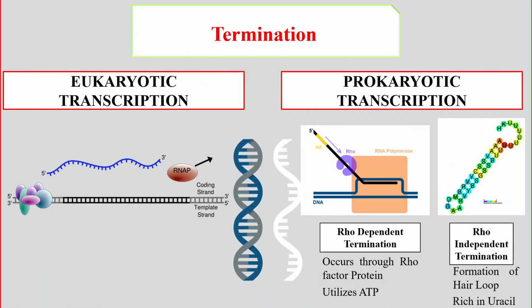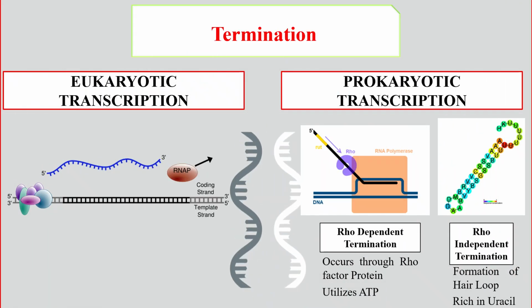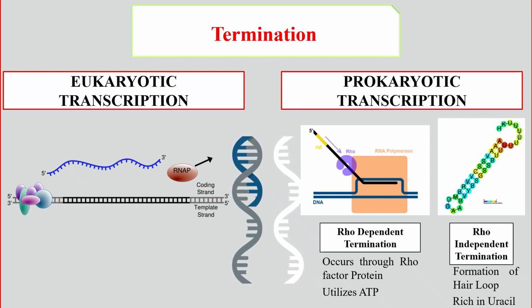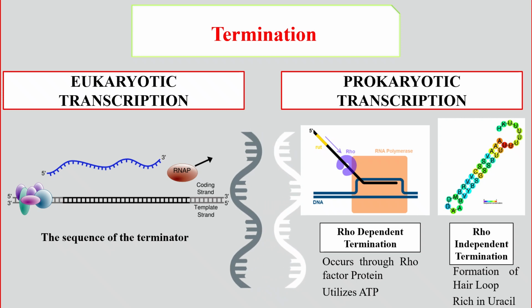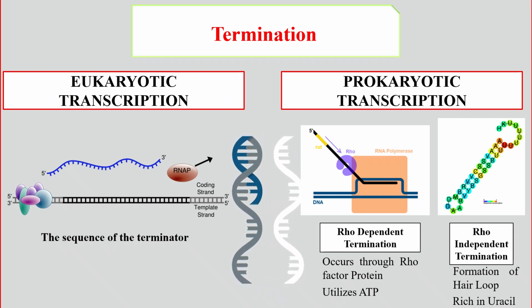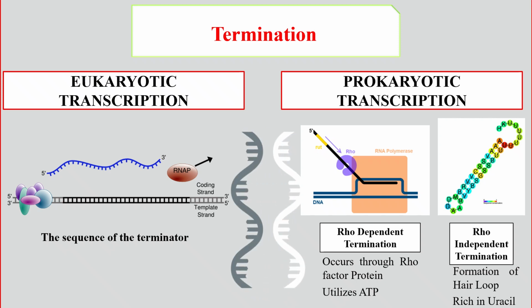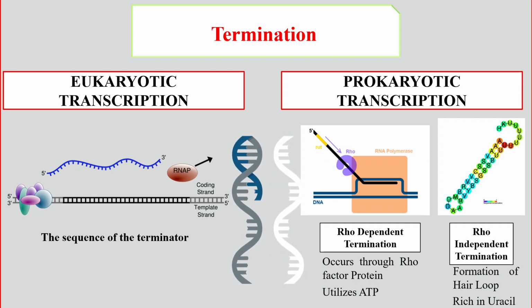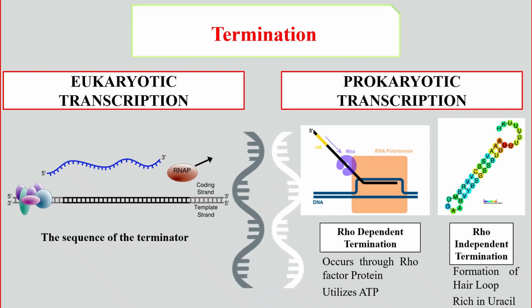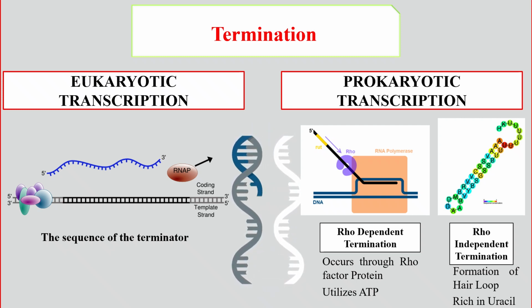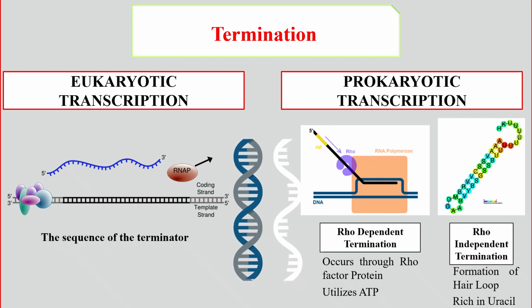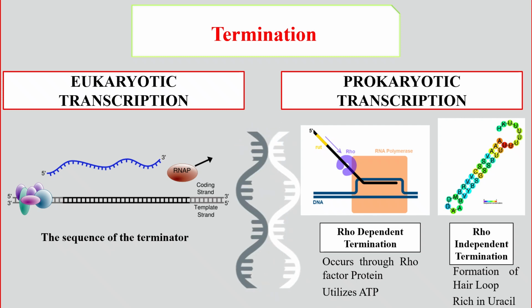The final step is the termination step. In eukaryotes, when the RNA polymerase keeps on reading the DNA strand, a specific sequence will come that is known as the terminator sequence. These terminator sequences are recognized by the RNA polymerase, and then the RNA polymerase will stop, stall and dissociate from there and will release the RNA free.